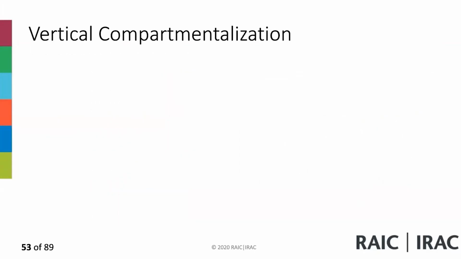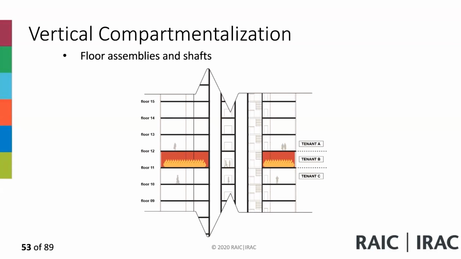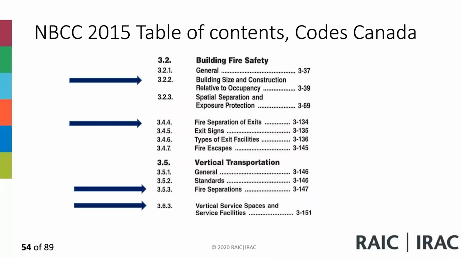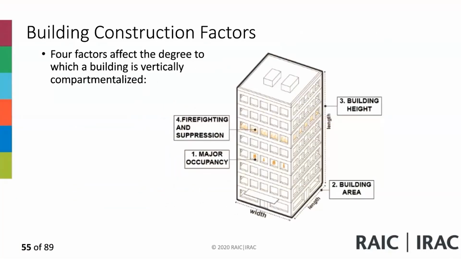Vertical compartmentalization, floor assemblies and shafts. Basically we need to classify the building based on its major use, its building area and height, and then we can start looking at the type of construction and vertical compartmentalization. So let's take a look at it. How do we look at the construction type of the building?